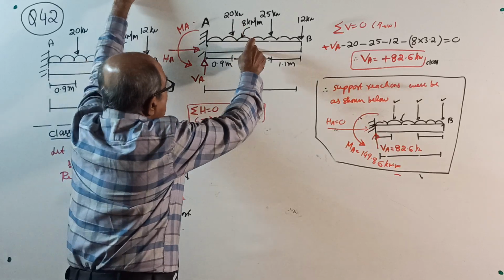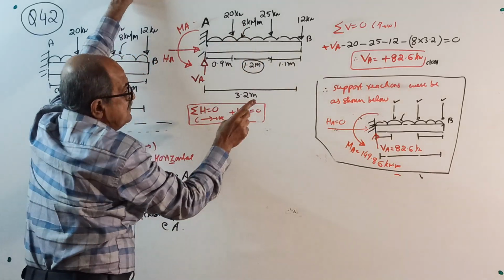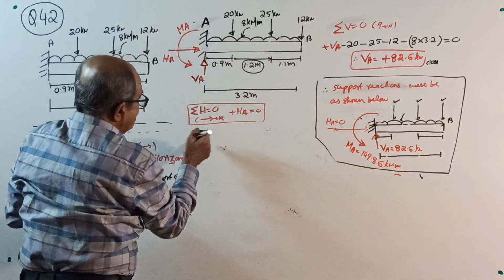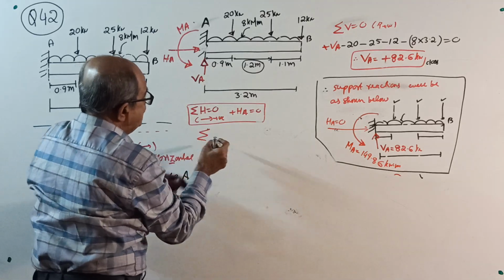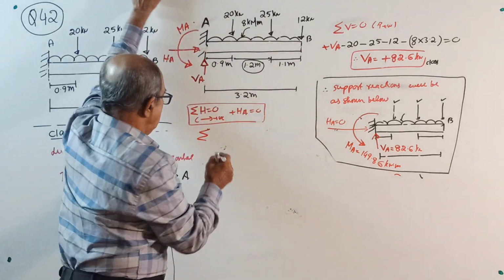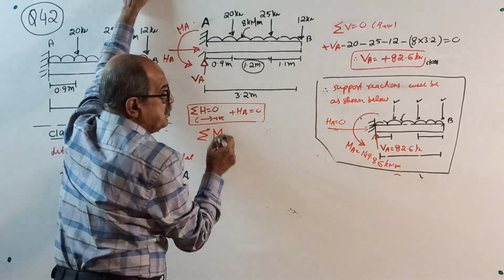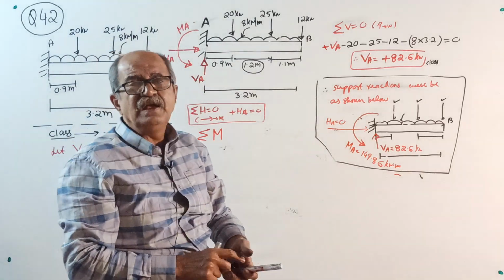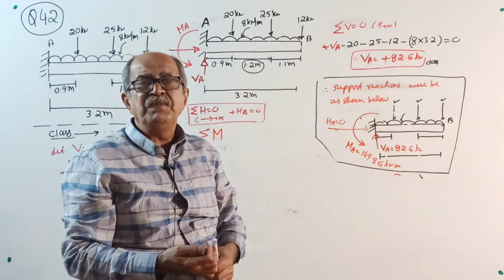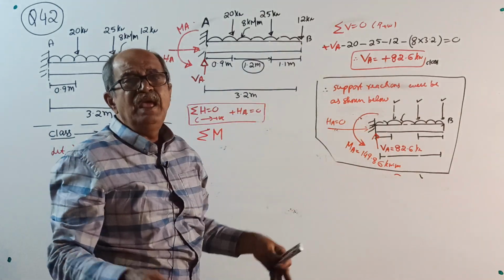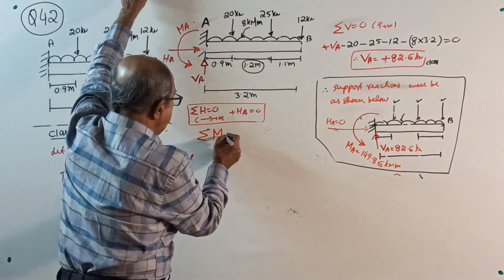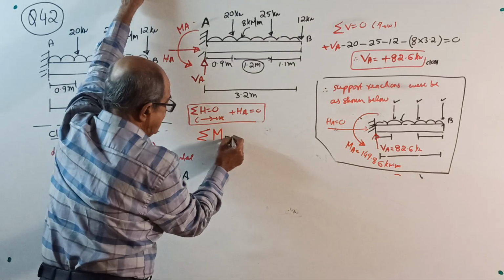You write this sketch once again here. Then sigma H equal to 0, HA equal to 0. Sigma M about which point? Any point you can take. Someone will ask, sir, what will happen if I take moment about B? Take any point. Okay, take moment about B. Why B? Just like that. Take clockwise positive.